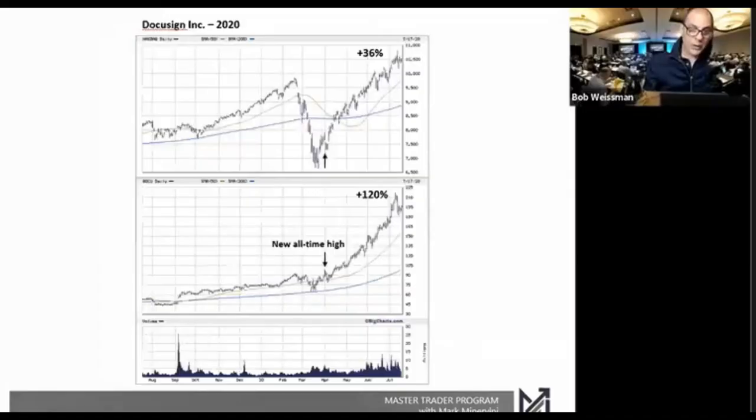So DocuSign, again, going back to DocuSign, perfect example of a coincident move right off the lows. You see the market below the 200-day. DocuSign above the 200-day in an uptrend, and then moving into new highs, coming out of that base right off the market lows. That's another example of a coincident move.